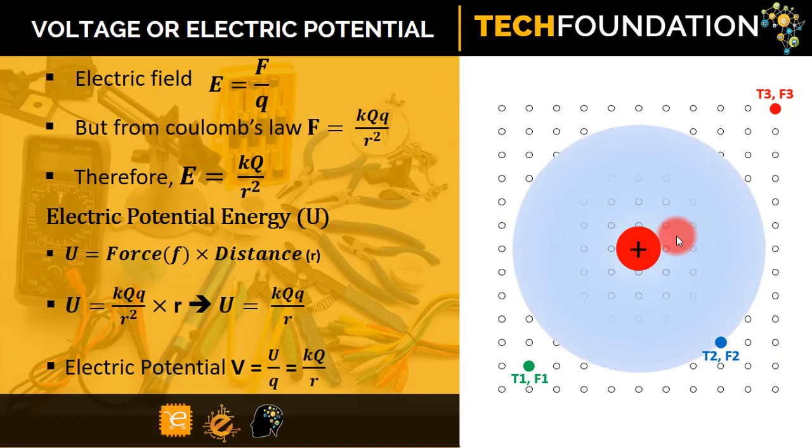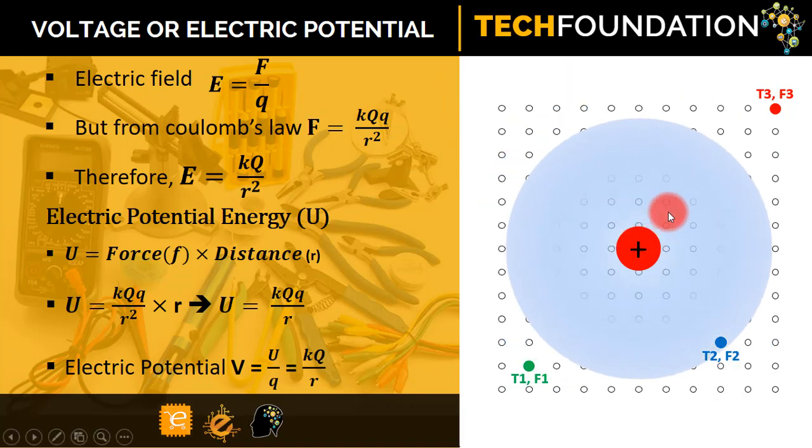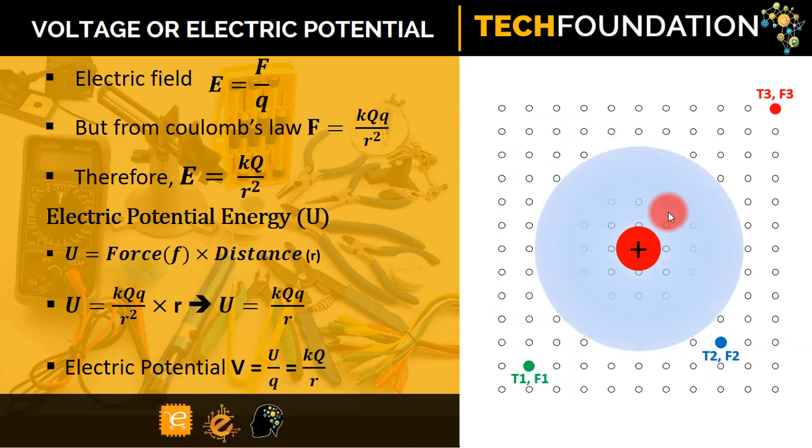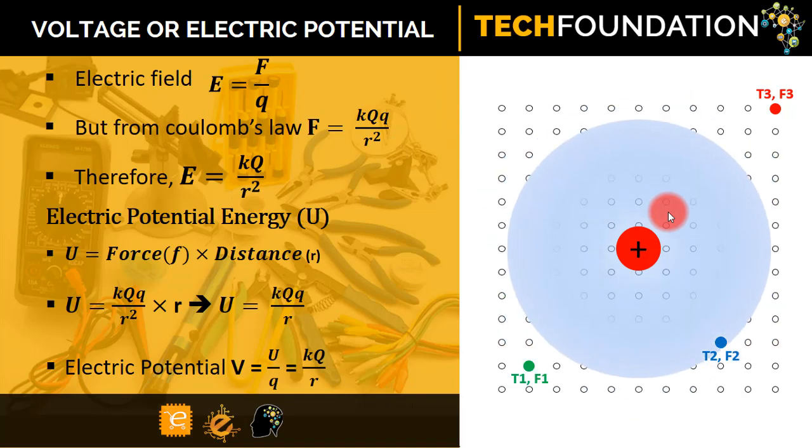The region of space around this positive charge, where its electric force can be experienced by the test charges, is called the electric field. Electric field is, by definition, electric force per unit charge. Electric field in itself is a vector quantity. That is to say that it has both magnitude and direction.